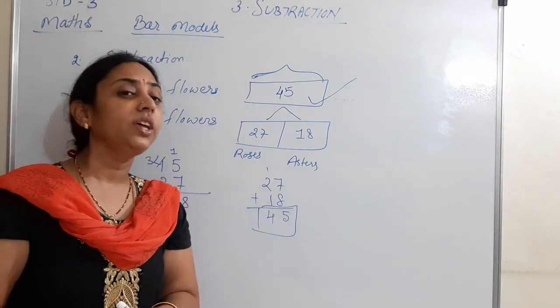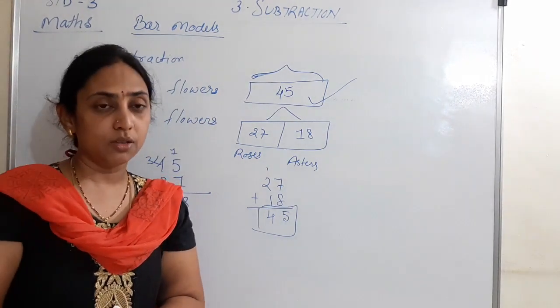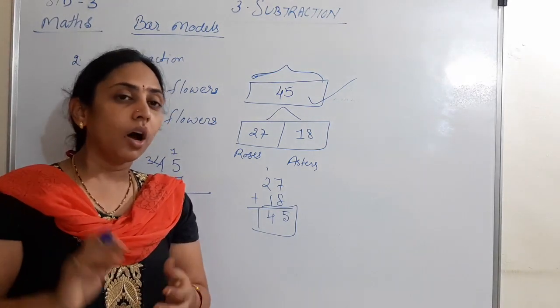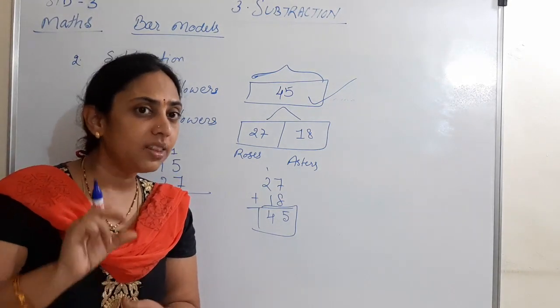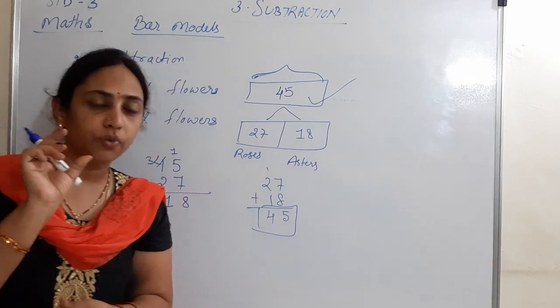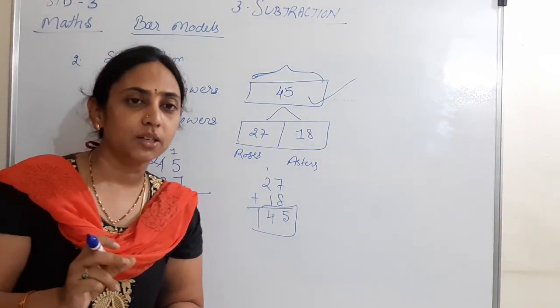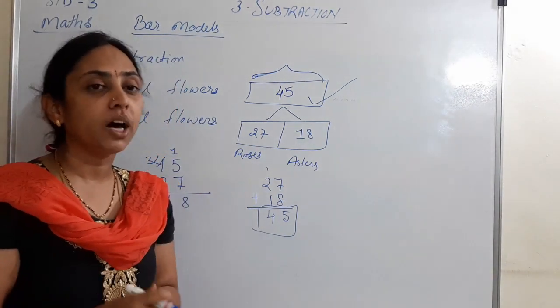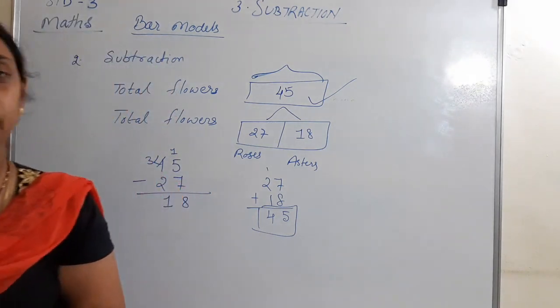Now sometimes we need to compare. So how many more, how much more, like that. When the word more comes, it shows comparison. So how can we do this using the bar model? That we will see now, right?